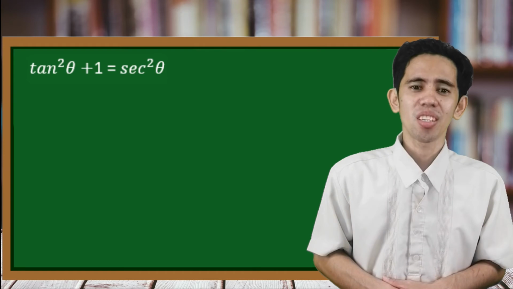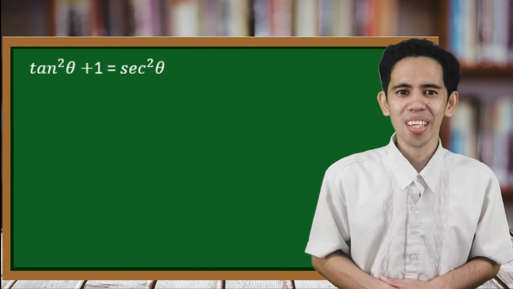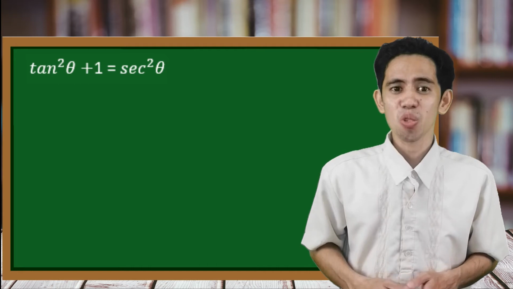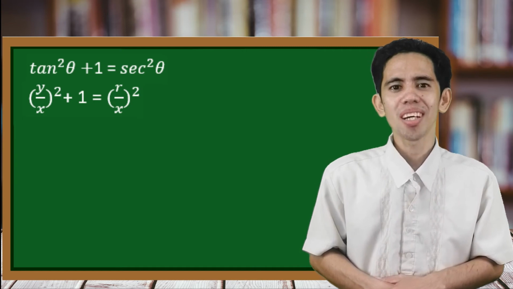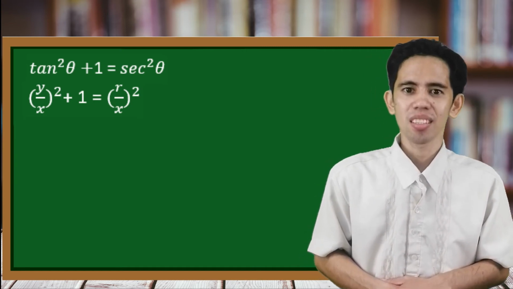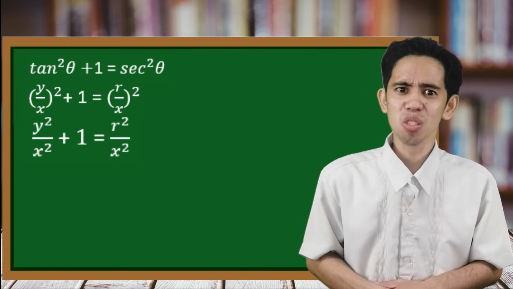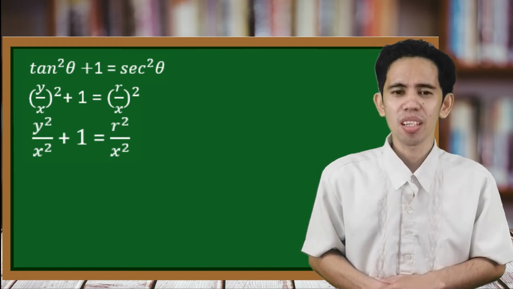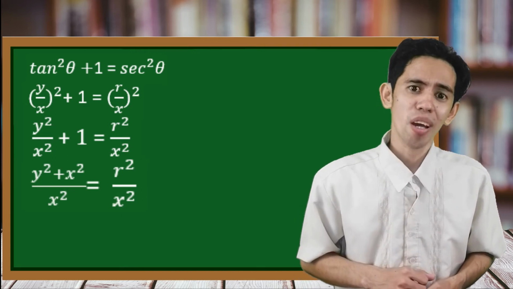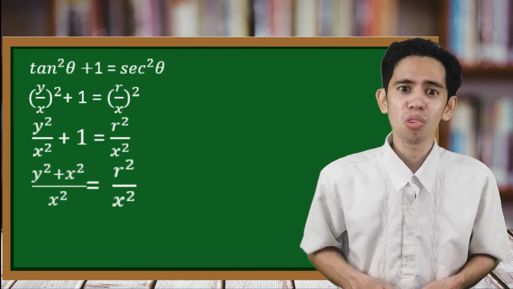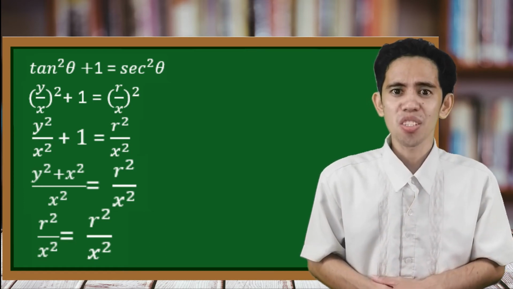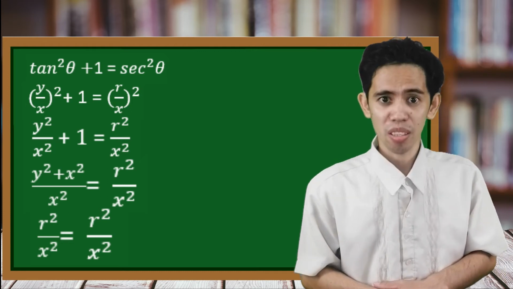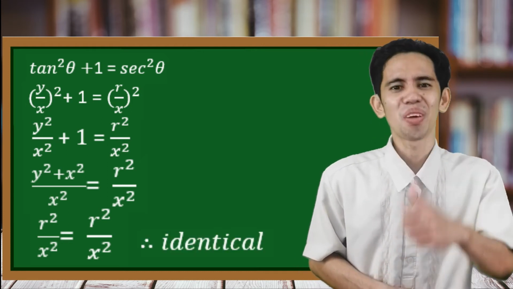Time's up. Let's check your answer. Substitute the value of tangent theta and secant theta. Then we have the square root of y squared over x squared plus 1 is equal to the square root of r squared over x squared. Simplify: y squared plus x squared all over x squared. Then we know that y squared plus x squared is equal to r squared. So that is r squared over x squared is equal to r squared over x squared, and they are identical. Very good.